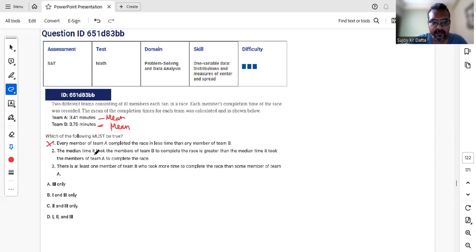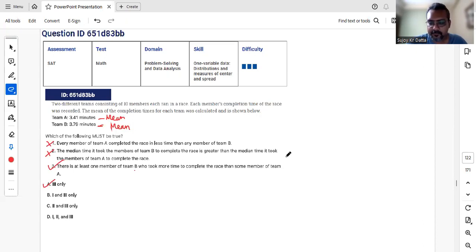So we can't say anything about the median just by the mean. So that's out as well. Now, if you look at the third one, that has to be true. There is at least one member of B who took more time to complete. Obviously, because if that were not true, that means every member of B was faster than A and took less time, then obviously B's average would also be less than A's, which is not the case. That means there must have been at least one such person in B who was slower, who took more time than a member of A. So 3 has to be true. So that is option A.